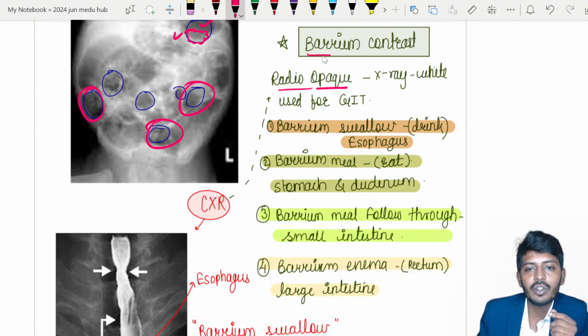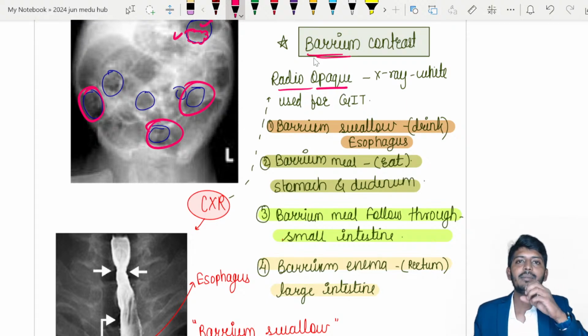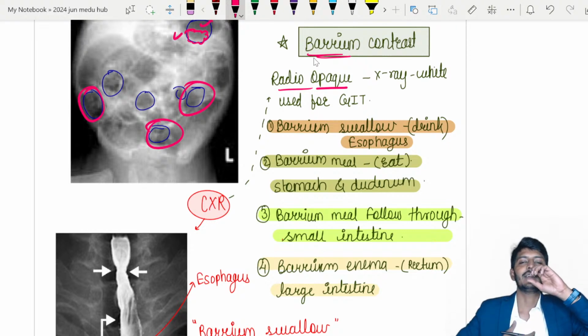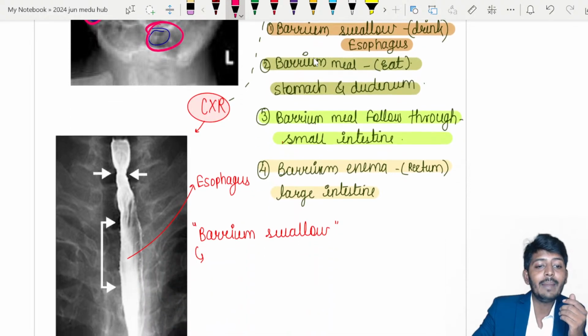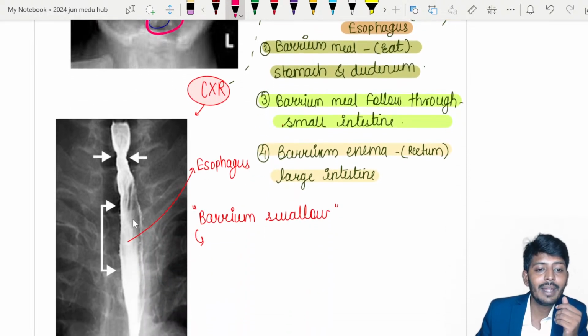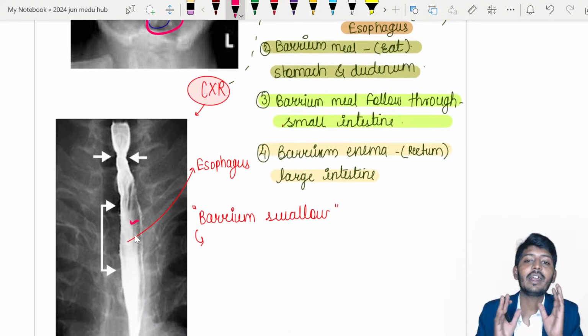Now what we are going to use is barium. What I will do is ask my patient to swallow the barium and take a chest X-ray. So if I take a chest X-ray, automatically my contrast will look very bright and white in color, showing me the anatomy of wherever the contrast is present.